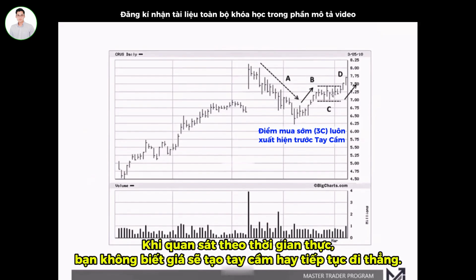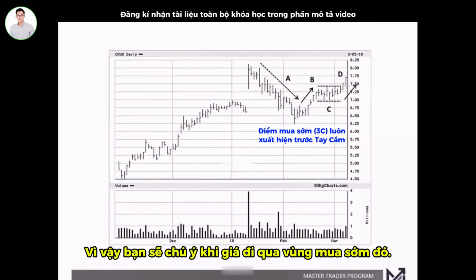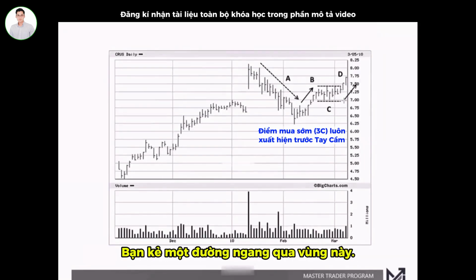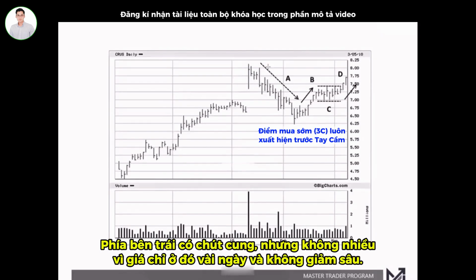You're watching these stocks in real time. So before you ever get to that, you don't know if this is just going to come ripping out and not form a handle. So you're going to be entertaining that right here, and as it comes through the cheat area, again, you draw a line through here. Yeah, you've got a little bit of supply on the left side, but not much. It only trades there for a few days, and the decline is not that great.